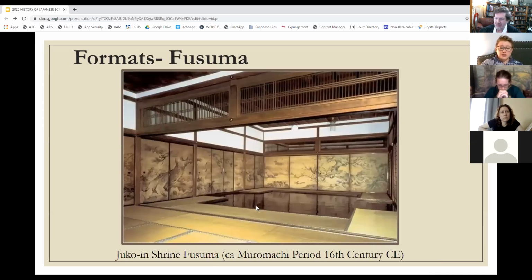And here's the Juko-in shrine. And, you know, this is a little more plain, but it's still gorgeous. It's not just that plain shoji.